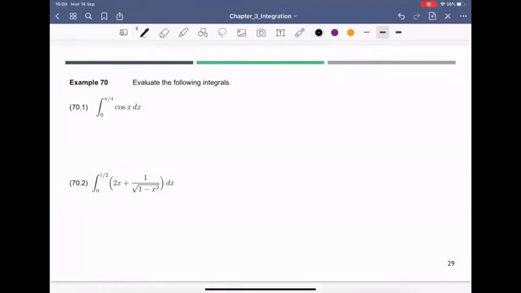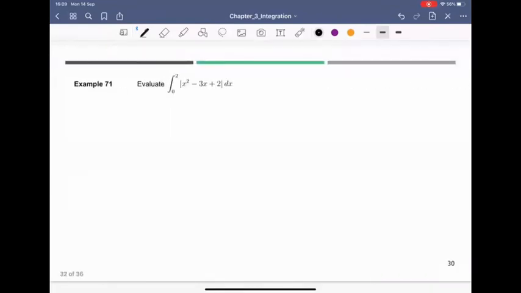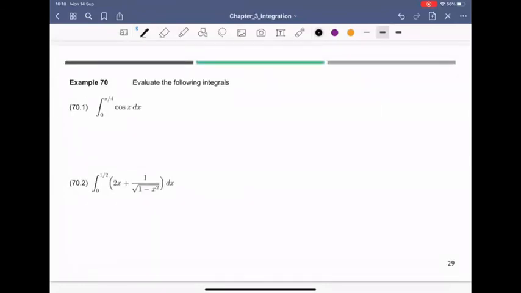All right, so let's do this page and then we can go. So let's do 70 and we're going to come back to 71 on Wednesday. So let's do 70 very quick. So 5 minutes here. Let's do the integral of cosine x dx from 0 to pi over 4. Hey, this is super easy. I like it, right?